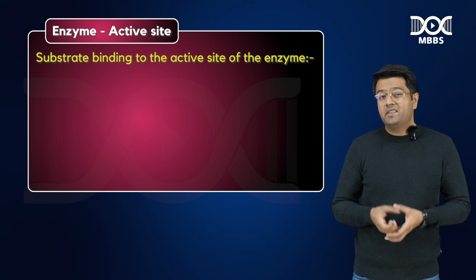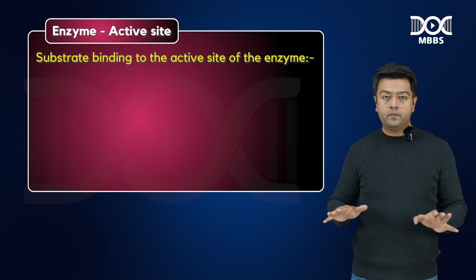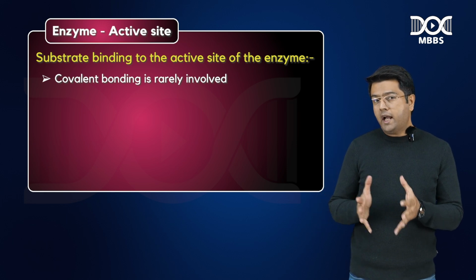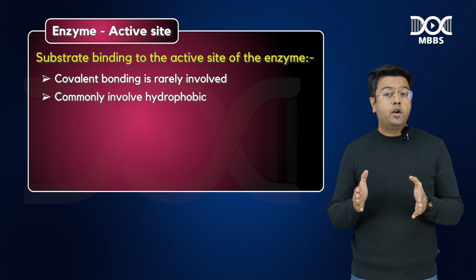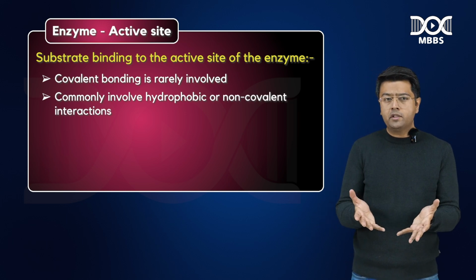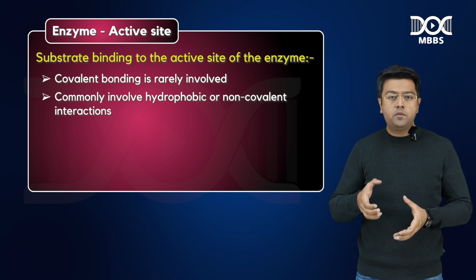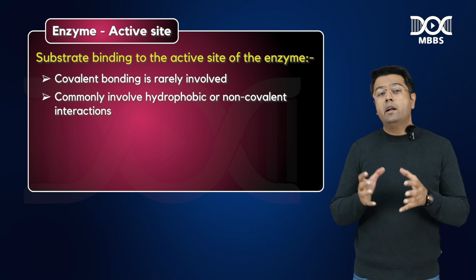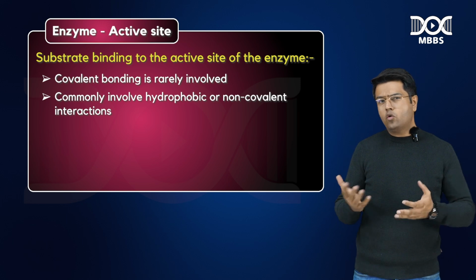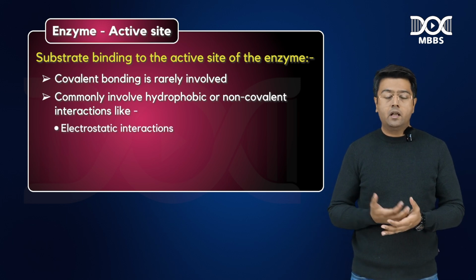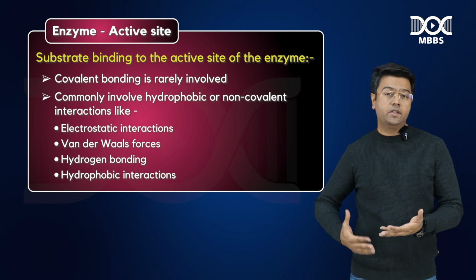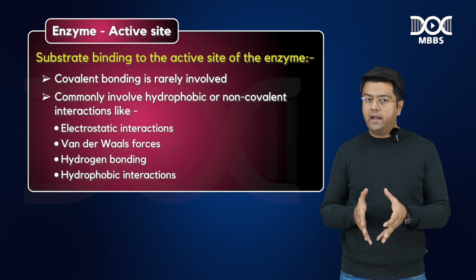Now, how does the substrate bind to the enzyme? Is there any covalent bond? No. Guys, most of the time a covalent bond is the rarest possibility. So what type of interactions are involved? Non-covalent interactions. When the substrate is binding to the active site of the enzyme, it is binding through non-covalent interactions. So what are the non-covalent interactions? Like electrostatic, van der Waals forces, hydrogen bonds, hydrophobic interactions, etc. So these are involved in the active site.